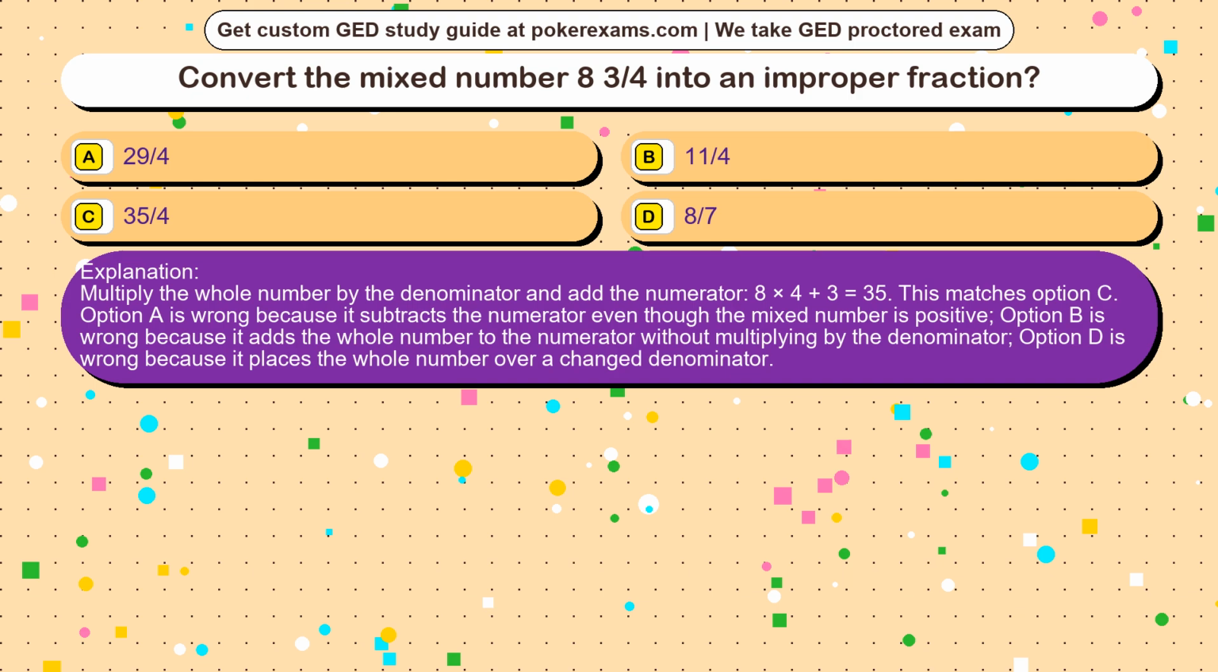This matches option C. Option A is wrong because it subtracts the numerator even though the mixed number is positive. Option B is wrong because it adds the whole number to the numerator without multiplying by the denominator. Option D is wrong because it places the whole number over a changed denominator.